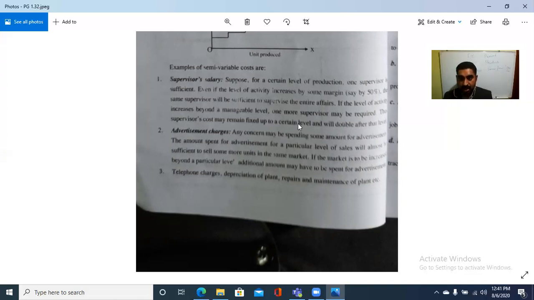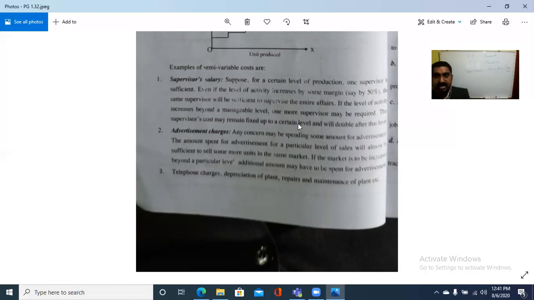More people are added. Then the supervisor's cost may remain fixed up to a certain level, meaning only one production unit is there, he can manage. If more than one is there, one more will be added. So that is double the level to be increased. So that is why supervisor's salary is added in case of semi-variable cost.